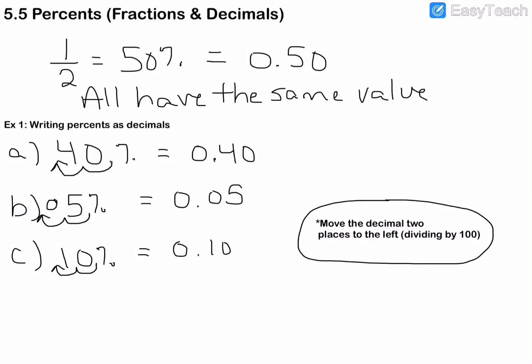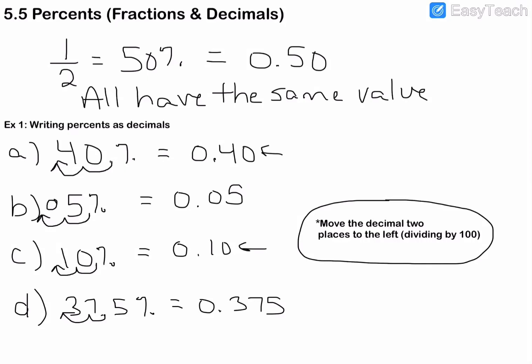Hopefully you're seeing a pattern here. And how about 37.5%? This has a decimal already in it that's visible. They all have decimals. They're just implied if it's not there. This one is 37.5, so I'm taking it where it is and moving it 2 places to the left. So I'm left with 0.375. You have to remember to have all your digits. You don't necessarily have to have, for example, this 0 or this 0. 0.4 is the same thing as 40%. 0.1 is the same thing as 10%. So just keep that in mind.